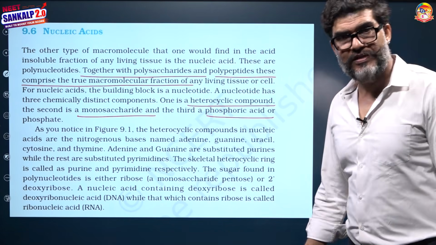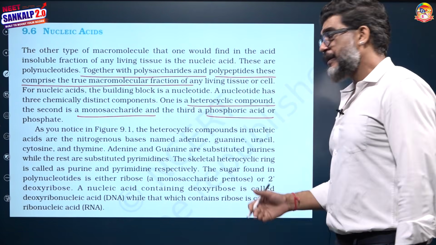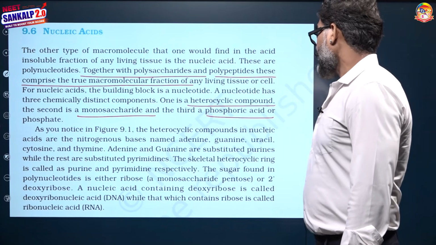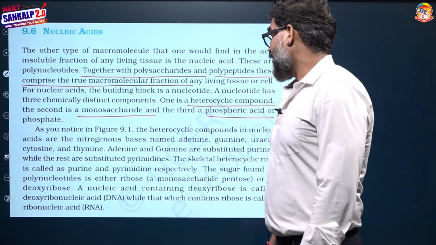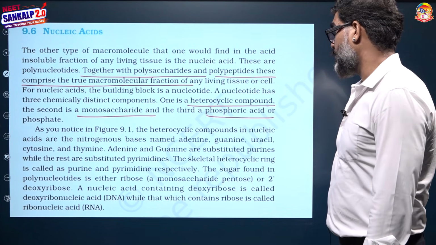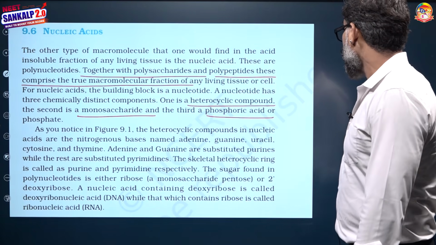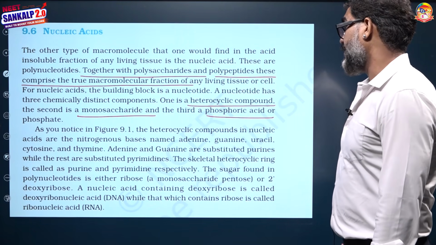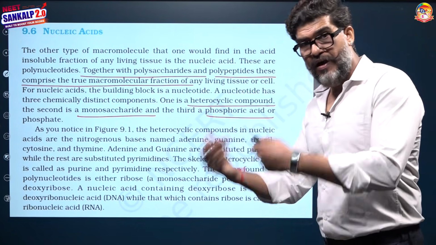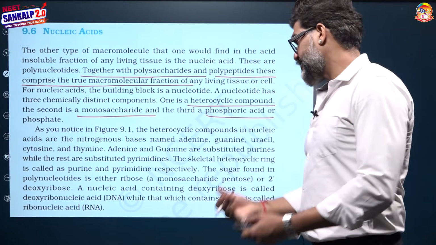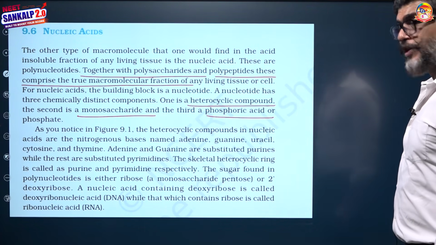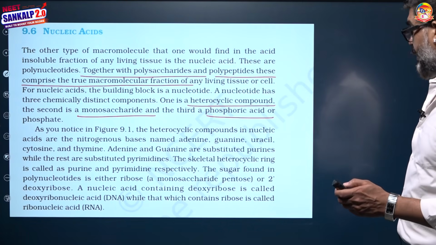Adenine and guanine are substituted purines. Two types of nitrogen bases are there, purines and pyrimidines. Adenine and guanine both are the purines, substituted purines, while the rest are substituted pyrimidines. The skeletal heterocyclic rings are called purine and pyrimidine respectively. The sugar found in a polynucleotide is either ribose if it is RNA and deoxyribose if it is DNA. A nucleic acid containing deoxyribose is called DNA and the other one RNA.